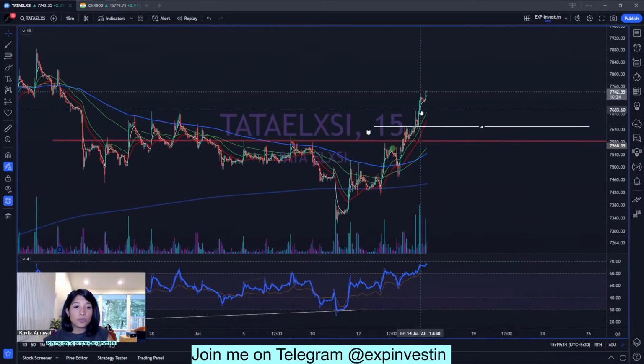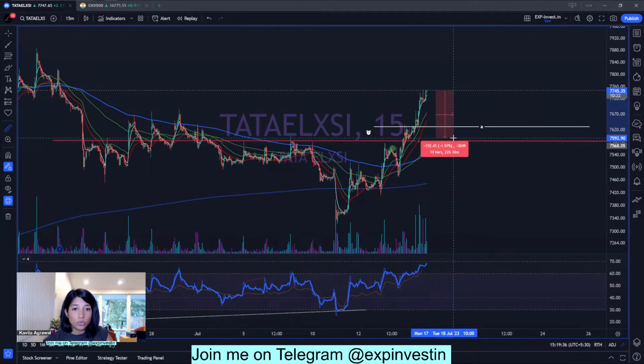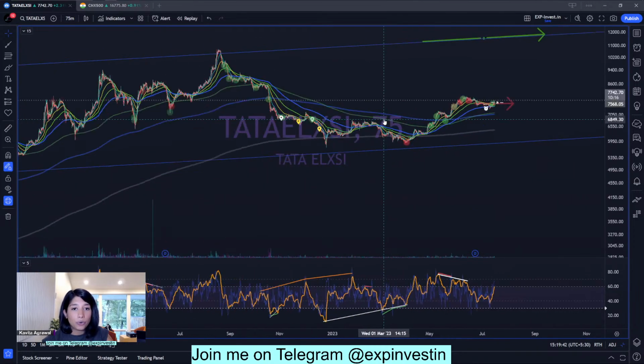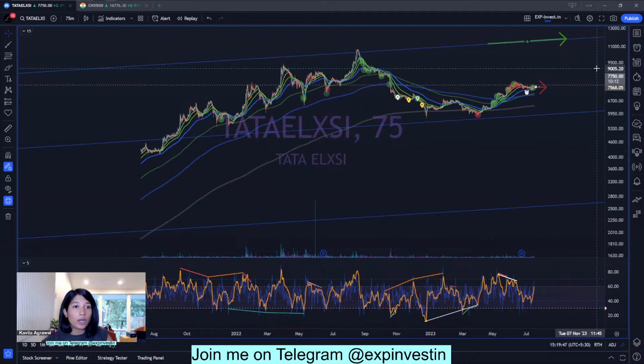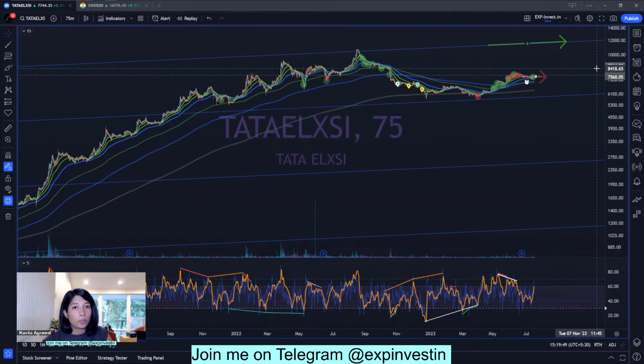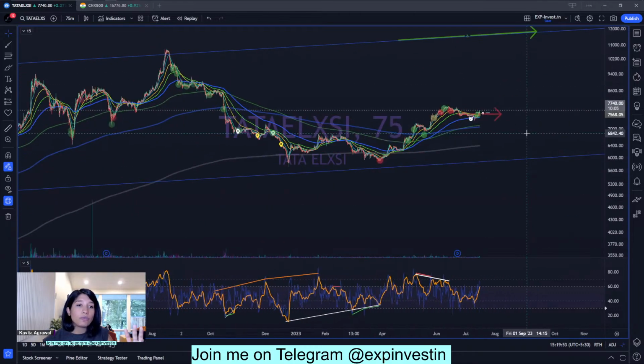So if you want to make a fresh position right now, you should maintain a stop loss at the level of 7,500 or 7,600 and continue to hold. I think the stock is in a good position to rally all the way up to and beyond 12,000 most likely. However, for that, it will obviously take time. It will take months.